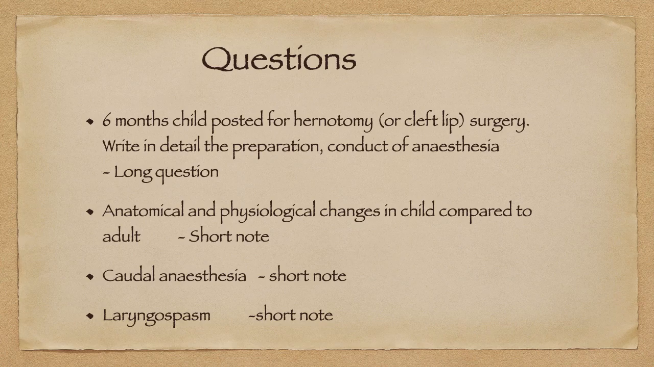So what are the questions you can get in your exam? You can get a major question like a 6-month-old child posted for herniotomy or something like a cleft palate. Write in detail the preparation and conduct of anesthesia. So you have to write accordingly. That will be a long question, and you can get a smaller short note like anatomical and physiological changes in a child compared to an adult, caudal anesthesia, or laryngospasm, like that. You can get a short note.